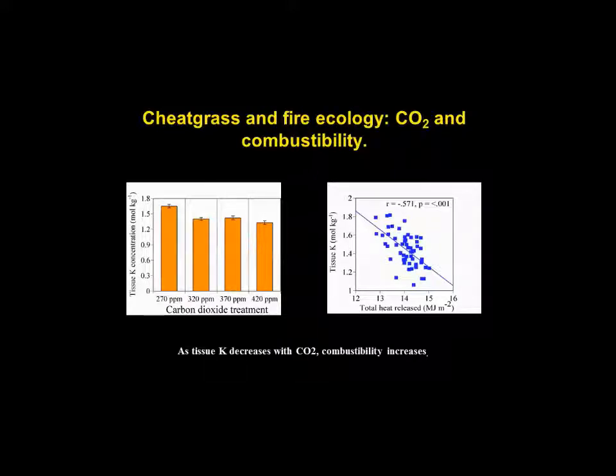The relationship between the heat released when you burn a gram of cheatgrass and the potassium concentration is inversely related. So the more potassium you have, the less heat is released. If CO2 reduces the potassium concentration, it means that more heat will be released per gram of cheatgrass that's burned.